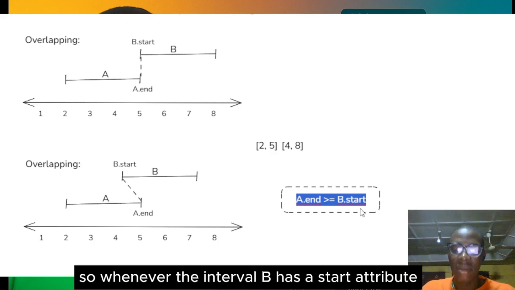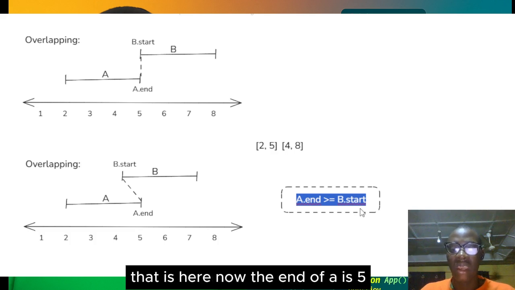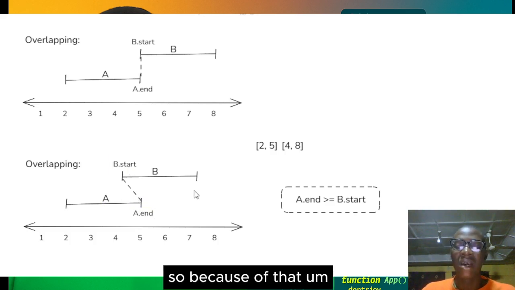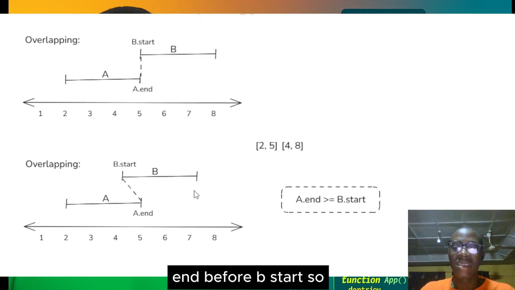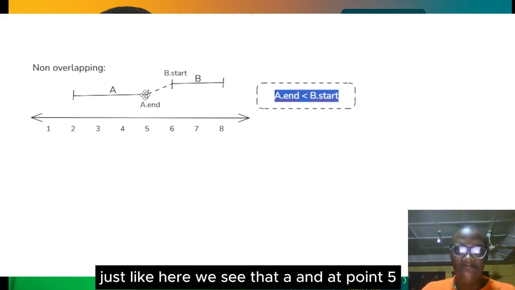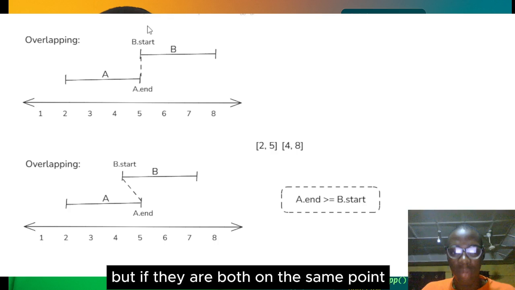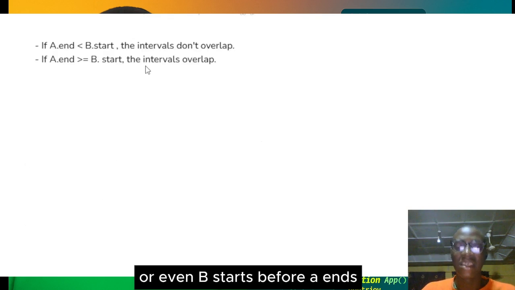So whenever the interval B has a start attribute that is lesser than the end of A, here the end of A is 5, A ends at the line 5, while B starts at the line 4. Because of that, definitely they overlap, because A does not end before B starts. But in a situation whereby A ends then B starts, just like here, we see that A ends at 0.5 while B starts at 0.6, so there's no overlap here. But if they are both on the same point, such that A end is exactly where B starts, or even B starts before A ends, definitely they overlap.